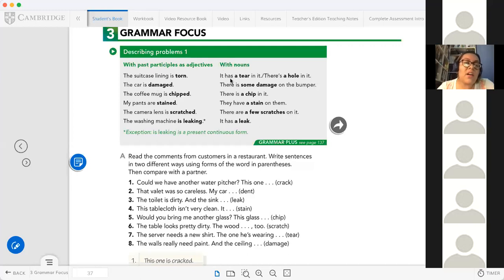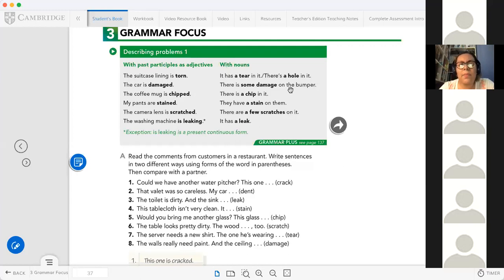The second column is working with nouns. So for instance, the suitcase lining is torn. This is an adjective, it is torn. It has a tear in it. There's a hole in it, because you were saying that before, un hoyo. There's a hole in it. We could also say that. Now the car is damaged. There is some damage on the bumper.